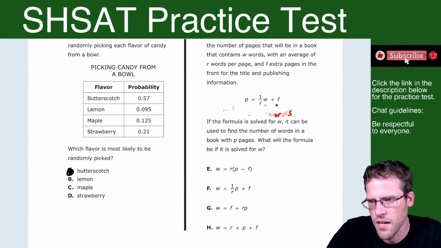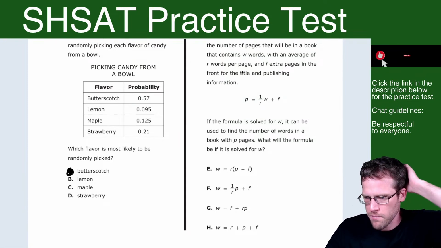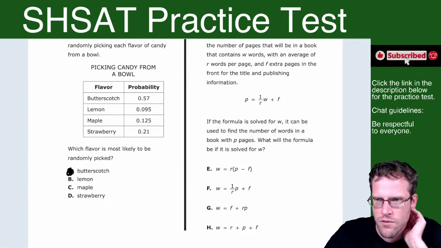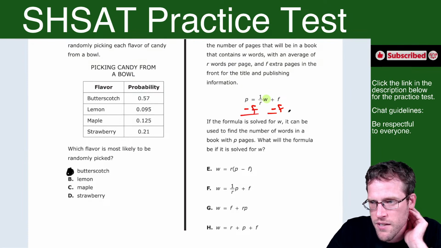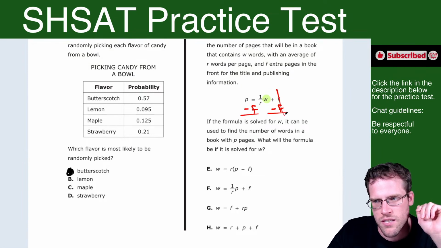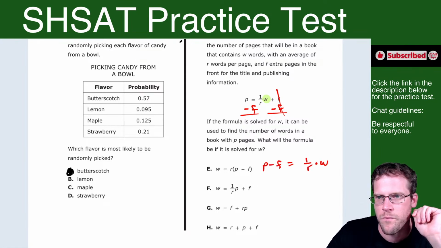So basically, if this formula is solved for W, it can be used to find the number of words in a book with P pages. All right, so just solve for W. That's what they want us to do. So that's what we want. So I would start by doing minus F on both sides. So that video I made, the 100 equations, this comes in handy. So we have P minus F equals 1 over R times W now.